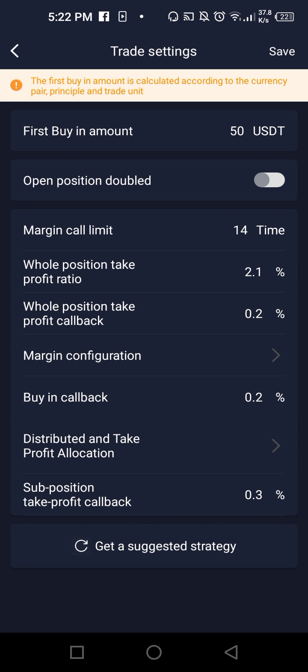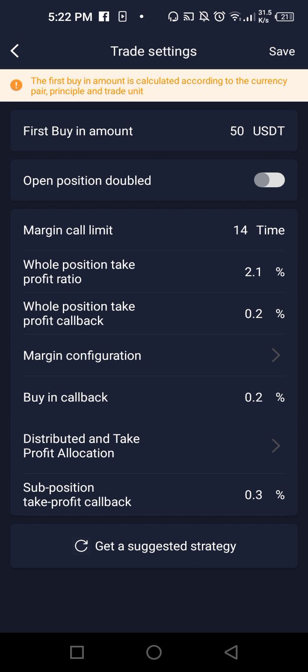I'm going to be explaining everything as you can see here. So starting from the very first item, that is the first buy-in amount. Of course, once you're starting a strategy, the first buy-in amount is what you put here. That's the first amount of coin you're instructing the bot to buy, the first position you're instructing the bot to put for you.